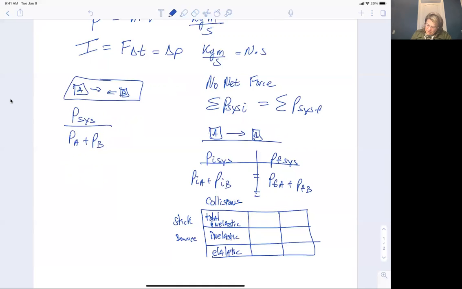And in those collisions, the question is, is momentum conserved? So momentum initial equals momentum final, and the answer is yes for all 3 types of collisions. Is kinetic energy conserved? No, no, and yes. So the only type of collision in which kinetic energy is conserved is an elastic collision.